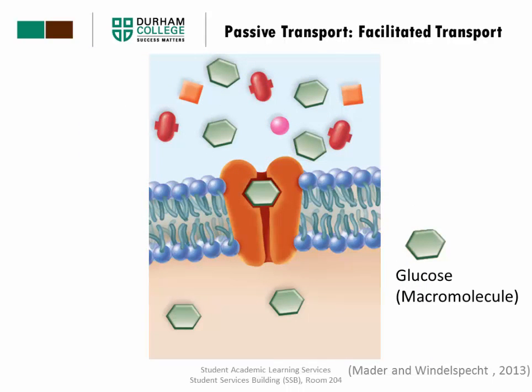Facilitated transport is facilitated by proteins embedded in the lipid bilayer that allow for large macromolecules, like glucose in this example, to move from one side of the cell to the other. The protein will attach to the glucose, change shape, and allow it to be released to the other side.